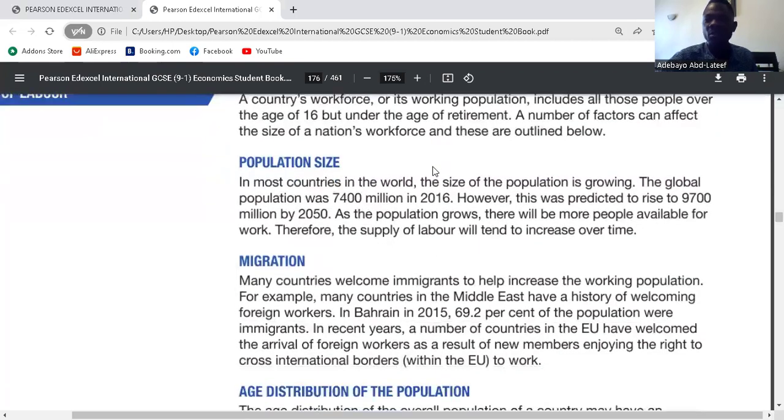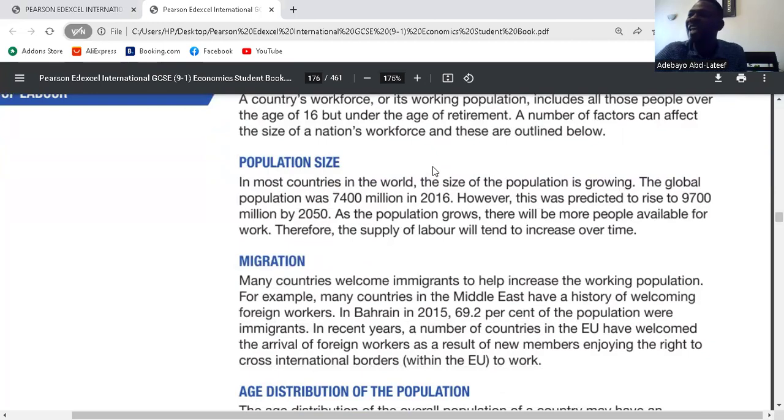Are you there? The first one, population size. In most countries in the world, the size of population is growing. The global population was 7.4 billion in 2016. However, this was predicted to rise to 9.7 billion by 2050. As the population grows, there will be more people available for work. Therefore, the supply of labor will tend to increase over time.